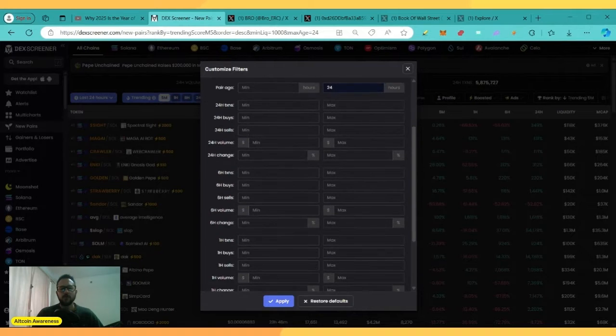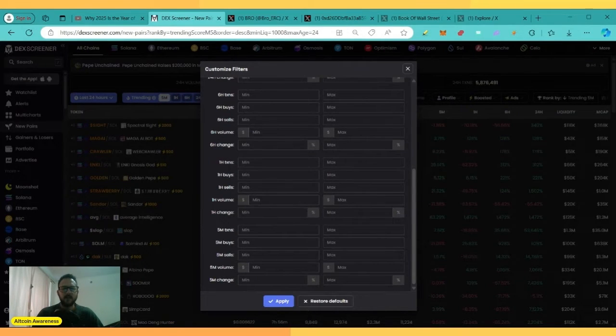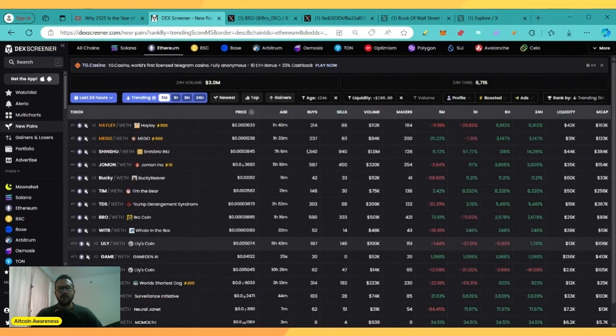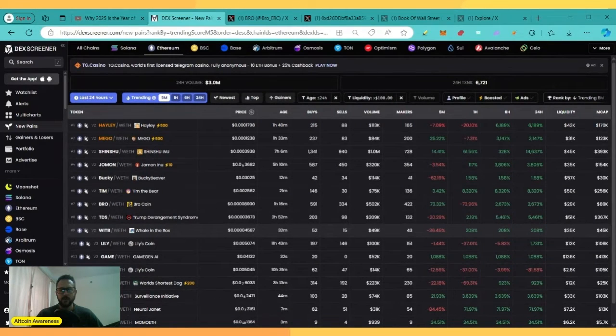Next, what we want to do is scroll down and we want to find these 5-minute transactions. And we are going to change this to minimum 3. This means that all the tokens that we are going to look at after our filters kick in will have at least 3 buys in the last 5 minutes. That's very important too. And then we are going to click apply and boom, these are the filters that we used to cut out all the unnecessary noise. This is how you do it.